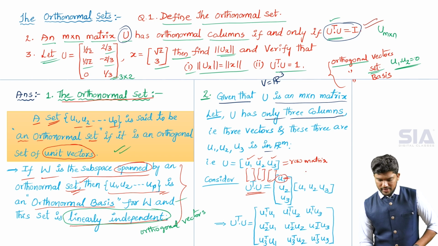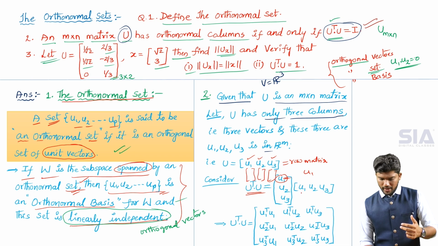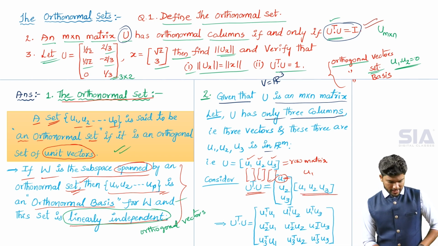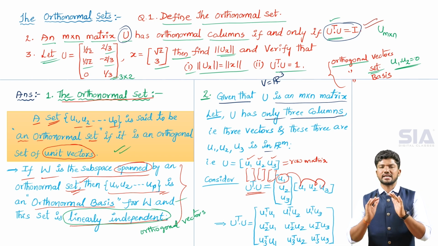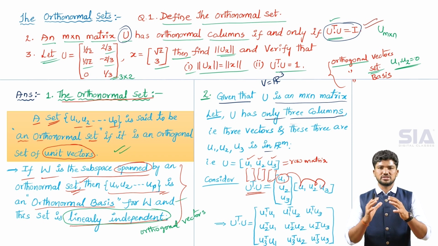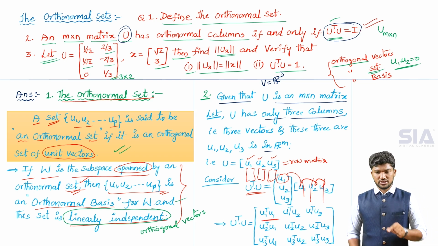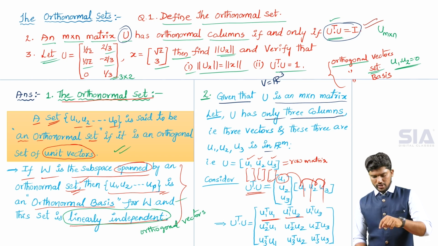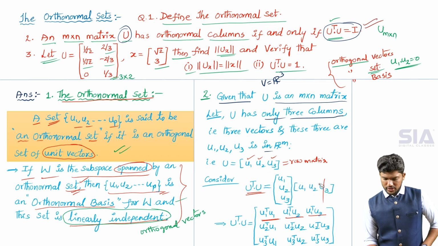U suffix 1 is not only one value, it is a total row. For that row you have to do the multiplication with these columns. In the first matrix, U suffix 1 is nothing but a row. For that row you have to multiply these 3 columns. In that format you will get U1 transpose into U1, U1 transpose into U2, and U1 transpose into U3.